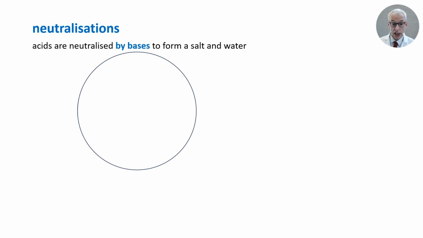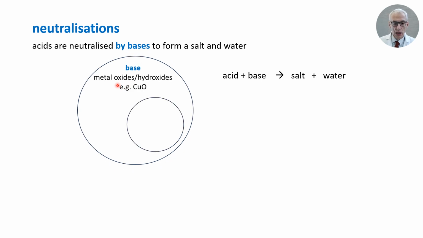Neutralisations are reactions between acids and bases that form a salt and water. So acid and base goes to salt and water. Bases, metal oxides and metal hydroxides, are classified as bases in that they react with an acid to form a salt and water. For example, copper oxide.